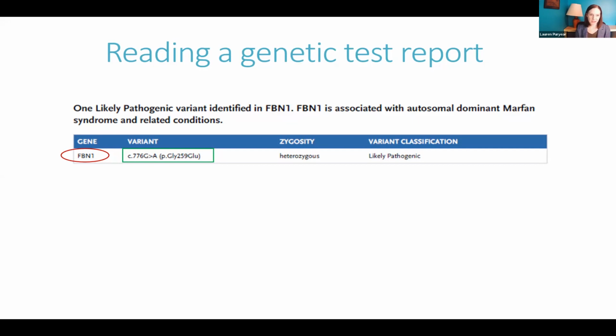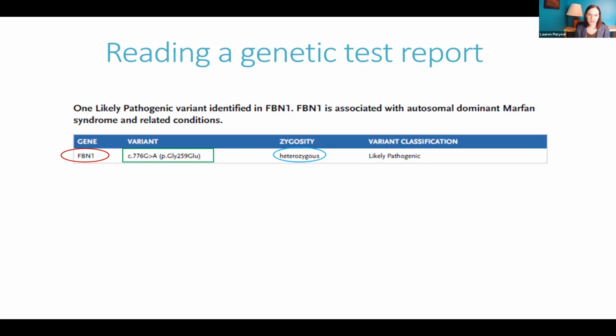And then if you look at the P dot description, that tells you what happens to the protein because of that change in the coding DNA. And in this case, it's also a substitution. So one amino acid is substituted for a different amino acid at position 259 in the protein. So this is a substitution variant. And sometimes that's also called a missense variant, where something's just swapped for another thing, but the rest of the protein stays the same.